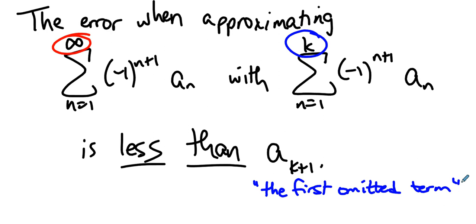And this principle is based on the back and forthness. If you were to go as far as the k plus 1th term, that would be too far. You would pass by the sum. So what does that mean?